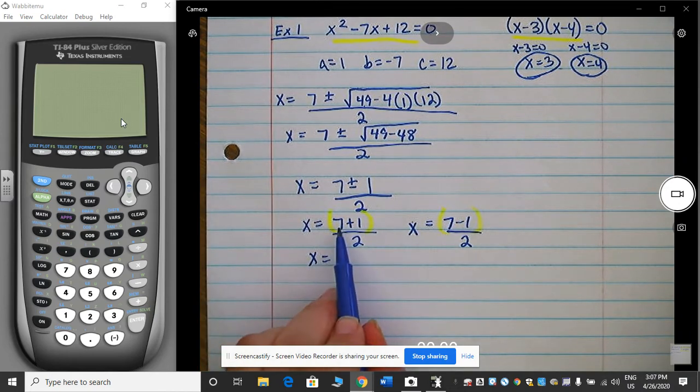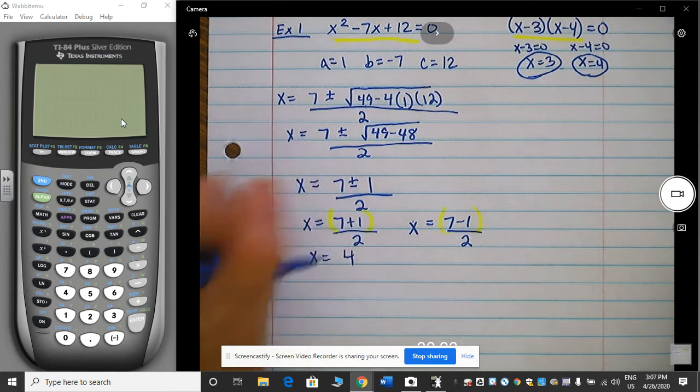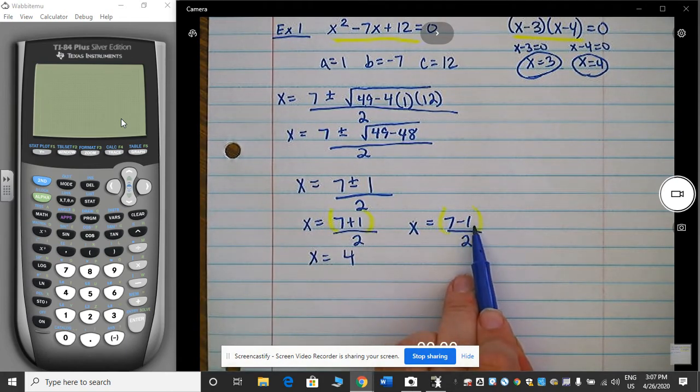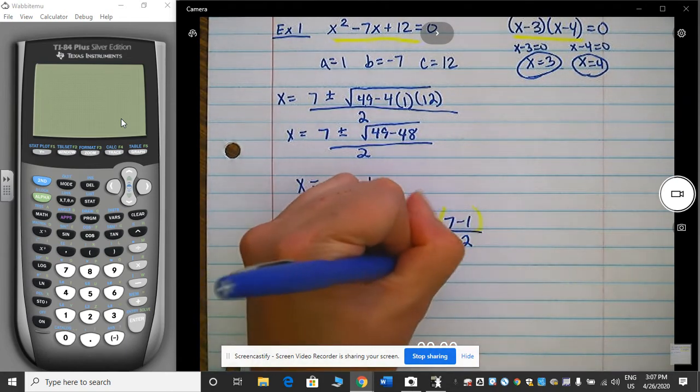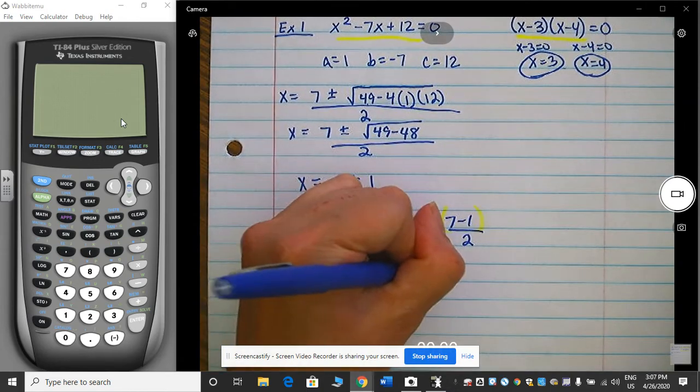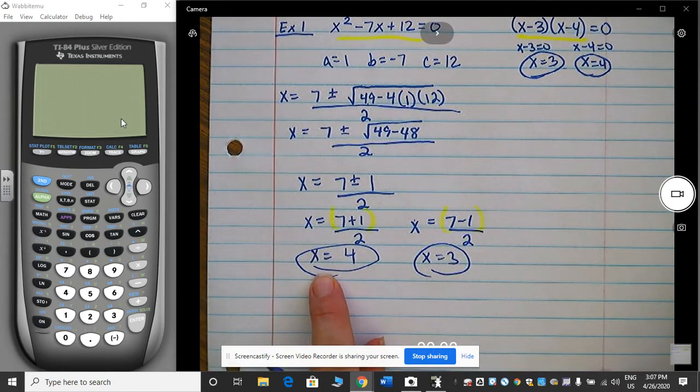But I'm going to do this one in my head. 7 plus 1 is 8. 8 divided by 2 is 4. And in this one, 7 minus 1 is 6. 6 divided by 2 is 3. So just as we had up above, the answers are 4 and 3.